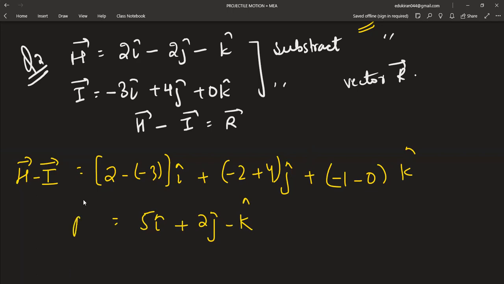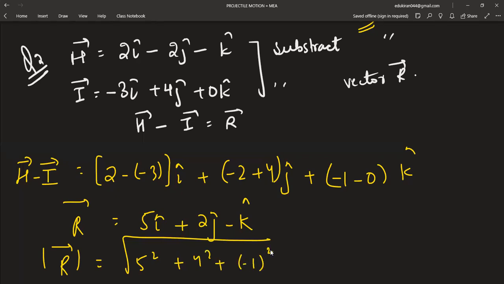Now this is the vector. When we are calculating the magnitude, this is 5 square plus 4 square plus minus 1 square. So this is 25, right? This is 25 plus we have 16, and see, minus 1 when we are squaring, minus 1 into minus 1 would be 1. So this becomes 25 plus 16 plus 1, which is 42. So this would be 42. Write this.